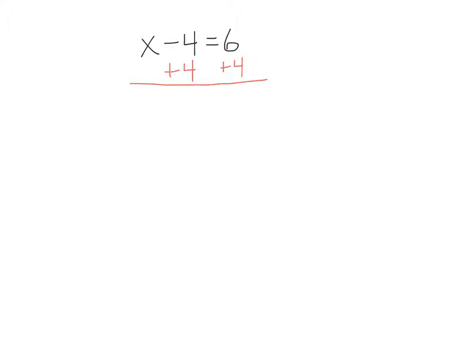Then I'm going to go through and simplify both sides. So I get a final answer of x is equal to 10, because the minus 4 and the plus 4 really cancel each other out, leaving me just with that x. Once again then, if I put 10 back into the original equation, 10 minus 4 does equal 6, so I do have the right answer.